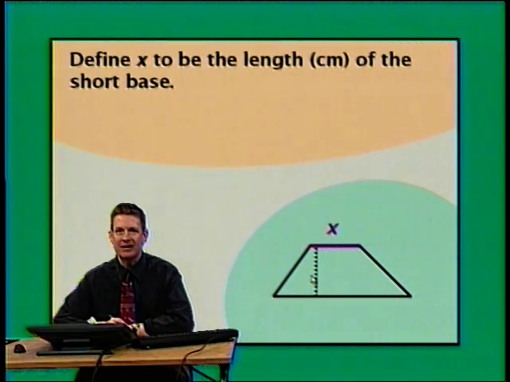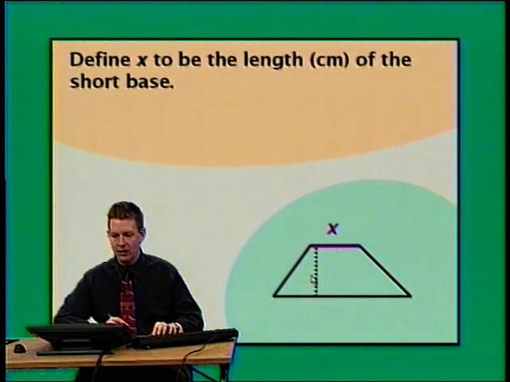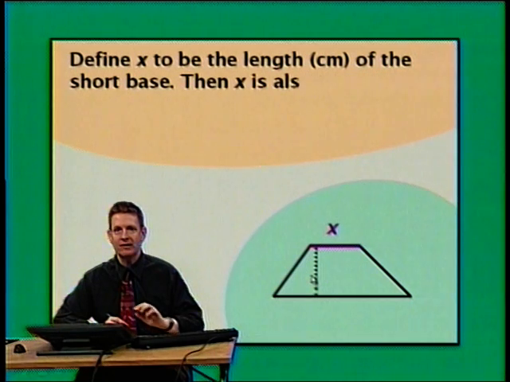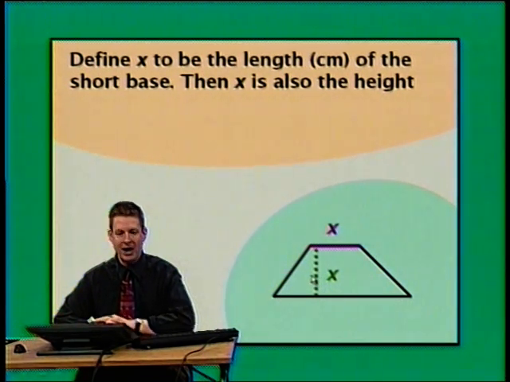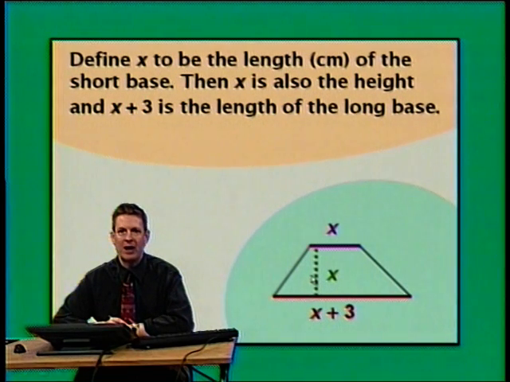Let's define x to be the length in centimeters of the short base. I made that decision because the other two lengths were made in reference to the length of the short base. For example, we were told that the length of the height is the same as the length of the short base. So if x is the length of the short base, then x is also the height. And then we were also told that the longer base was 3 centimeters longer than the short base. So the length of the longer base is going to be x plus 3.